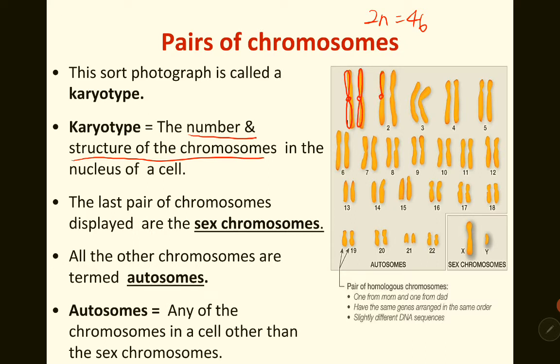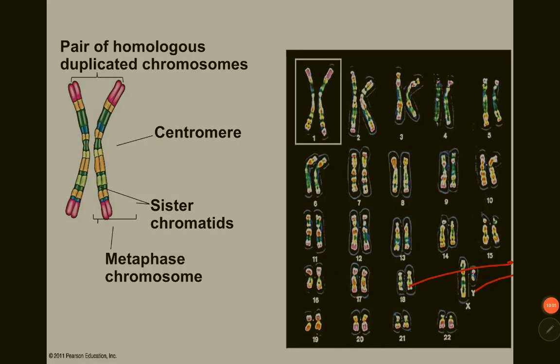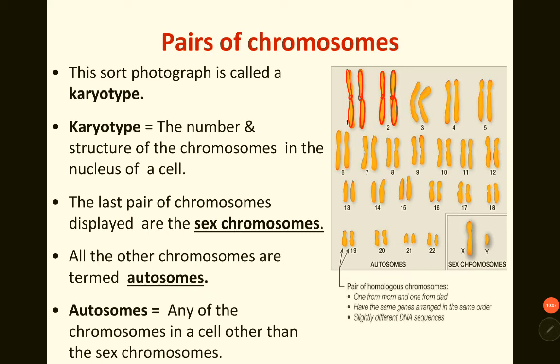So number 1, number 2, number 3. Why do we put them together? Because all these are the homologous chromosome. The concept of homologous chromosome means both of these having the same size, same shape, same staining pattern. One comes from mother, one comes from father. So this is a pair of homologous chromosome. So we have 1, 2, 3, 4, 5 until the 22 pairs of homologous chromosome.